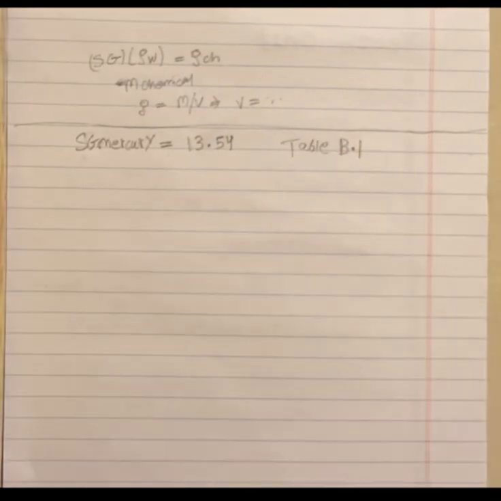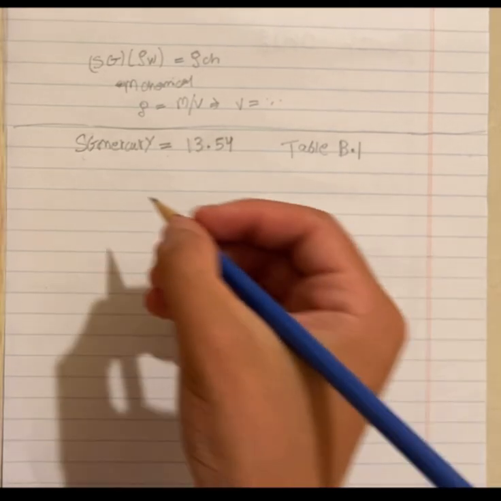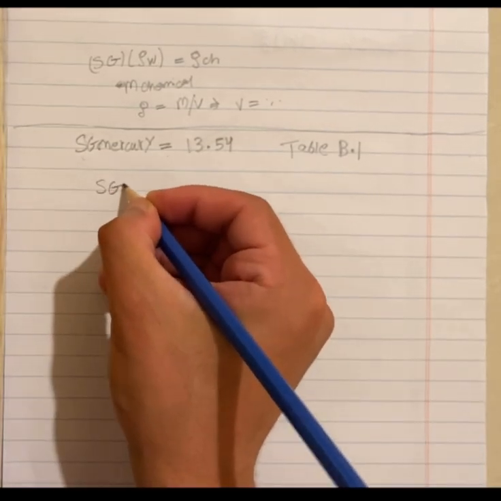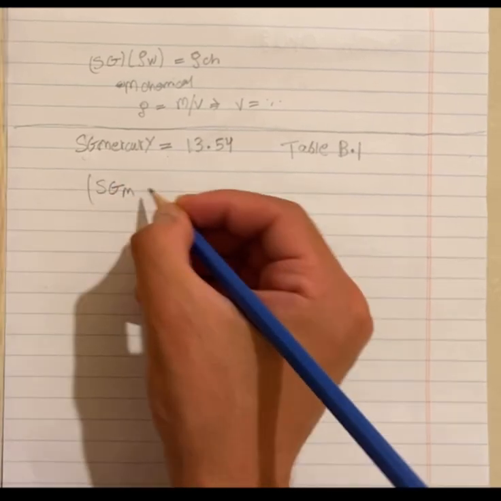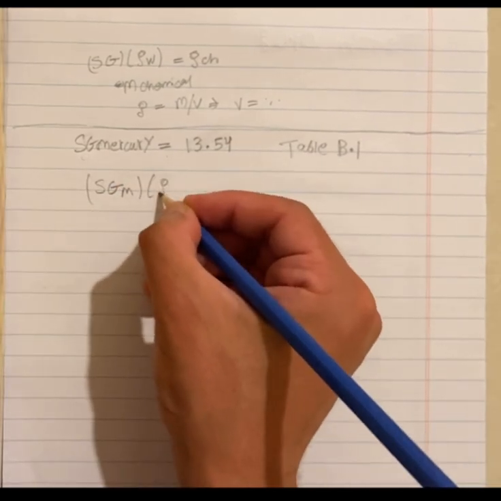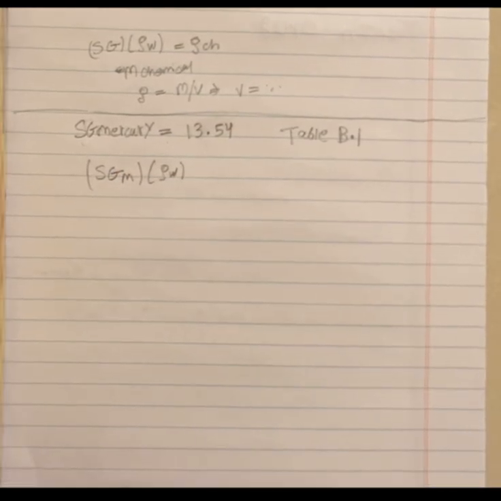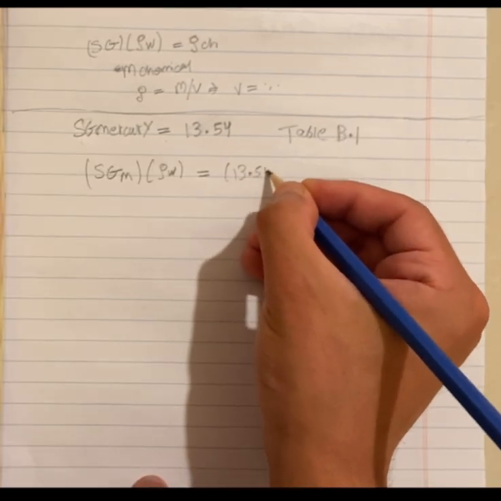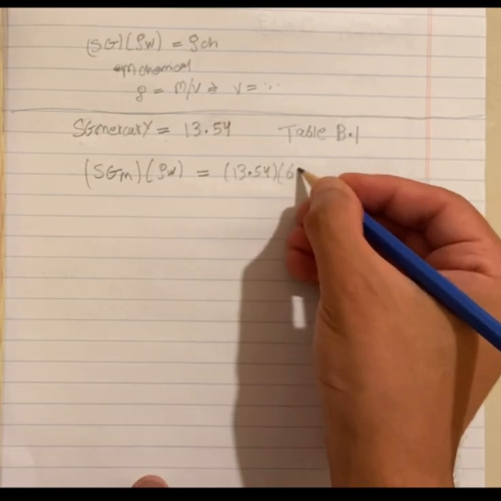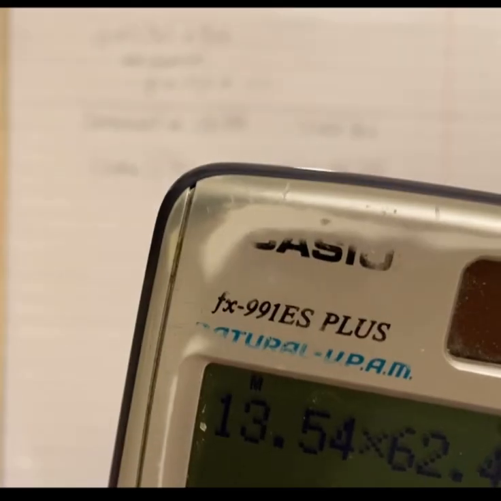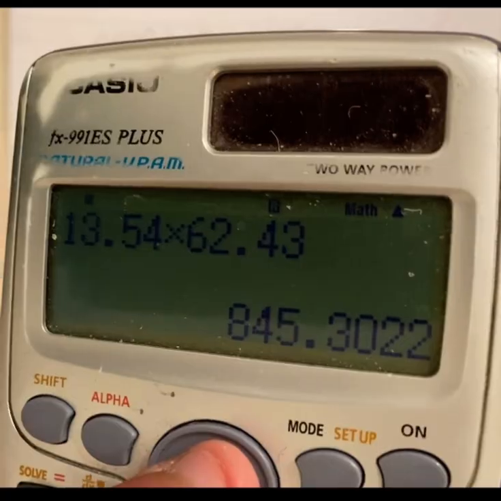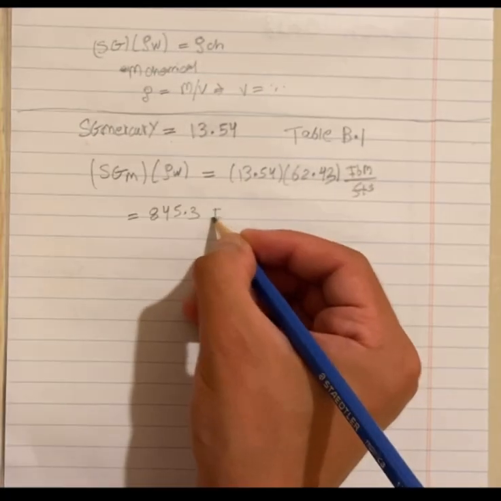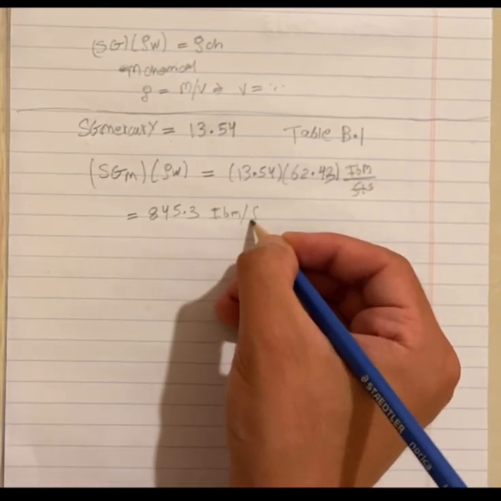And if you know the specific gravity of mercury, then it is enough to calculate the density of mercury. It is just the specific gravity of mercury, which I will call M, multiplied by the density of water. If we are considering the hardest case, the American system, 13.54 multiplied by 62.4. Okay, so it will be 845.3 pound mass per feet cube.